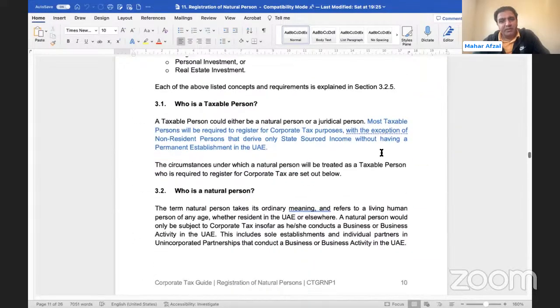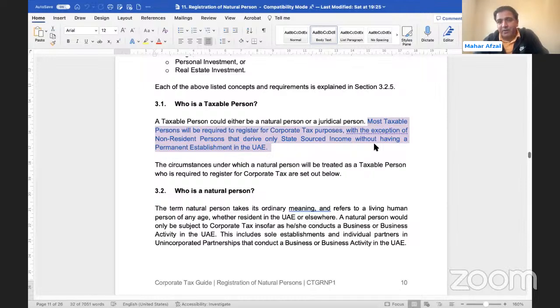Who is the taxable person? Most taxable persons are required to register for corporate tax purposes. The exception is a person deriving only state source income without having a PE in the UAE. Yes, we all are very clear on this. If someone is generating state source income that is not related to a PE, not related to a nexus in the UAE, then in that case the person is not liable to register.